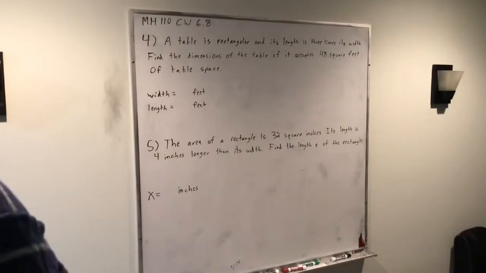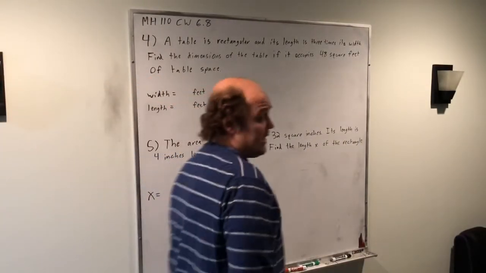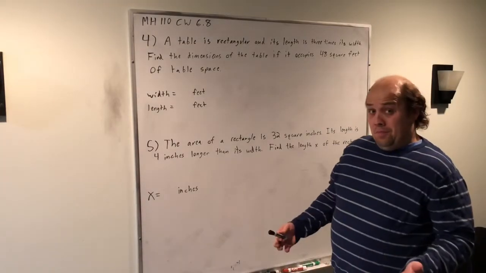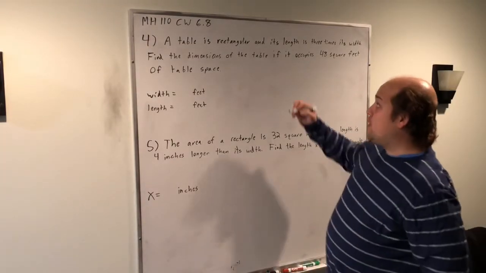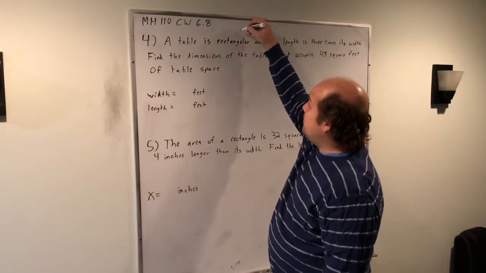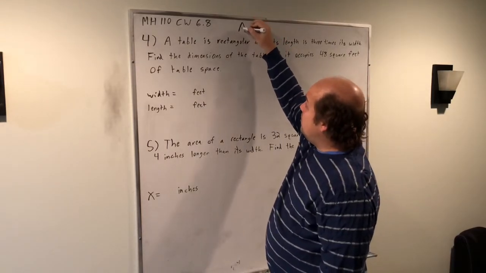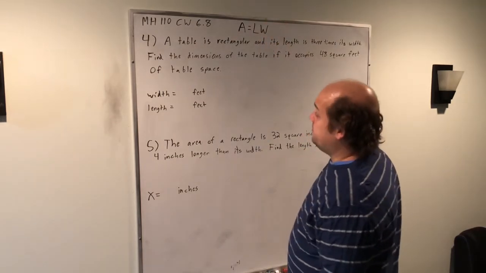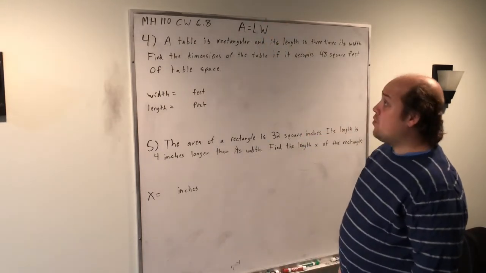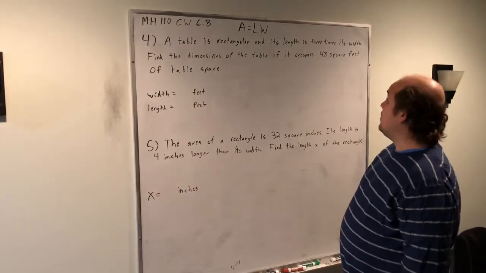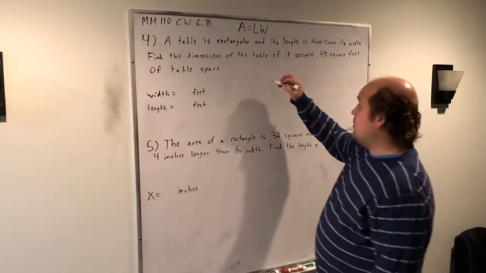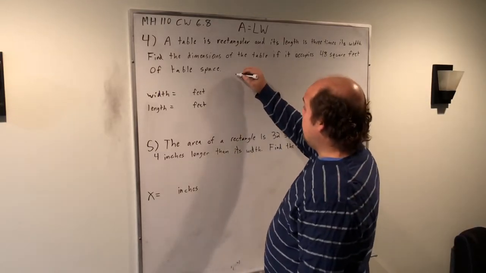Second type of word problem that we have to deal with in these quadratic applications is one involving length and width. The larger formula that we're going to be working with is a formula you get in geometry, which is that the area of a rectangle equals the length times the width. So when I get a question like a table is rectangular and its length is 3 times its width, first thing I do is I set variables for length and width.